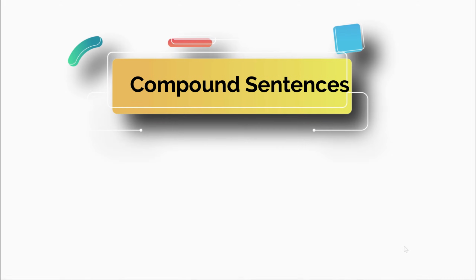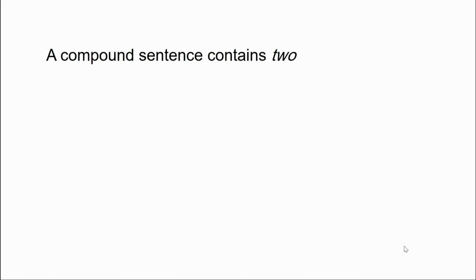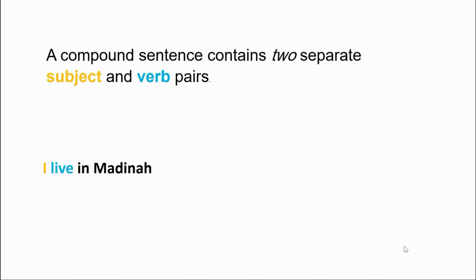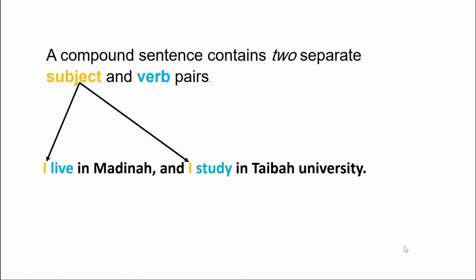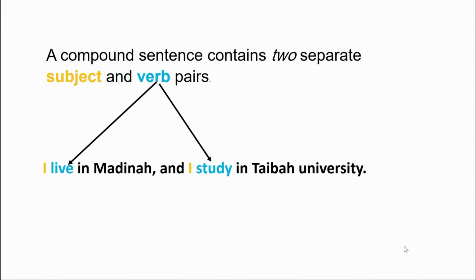As for a compound sentence, it contains two separate subject and verb pairs. So for example, I live in Medina and I study in Taiba University. I, in both cases, are subjects, and live and study are verb pairs. I live in Medina and I study in Taiba University. This is a compound sentence.